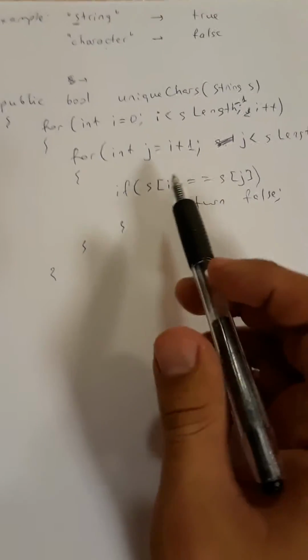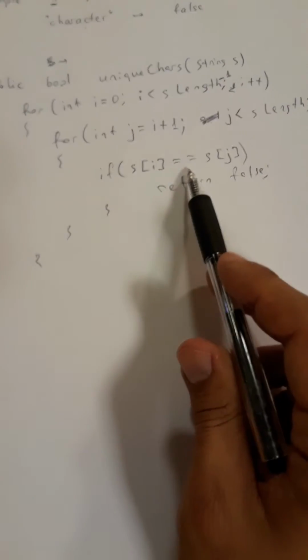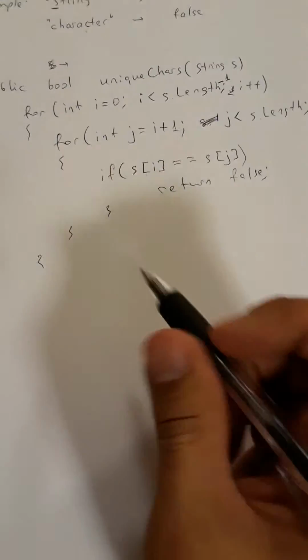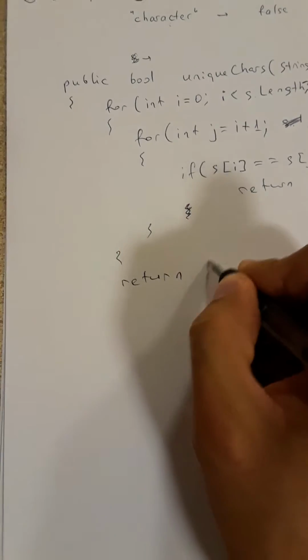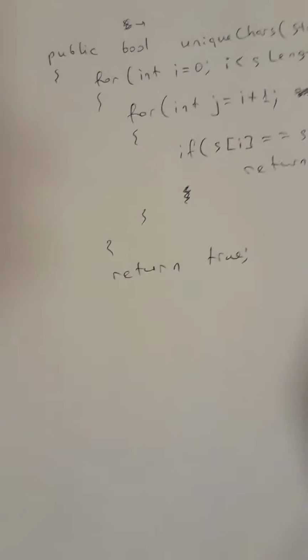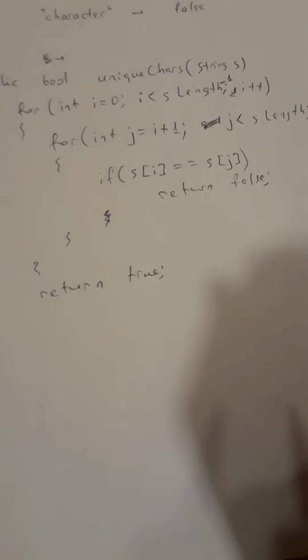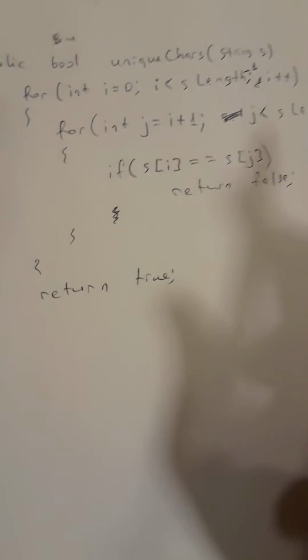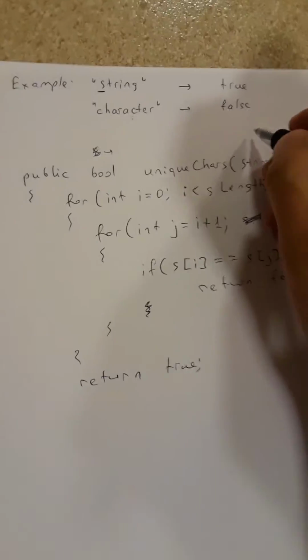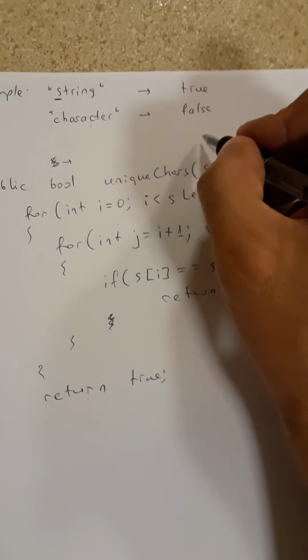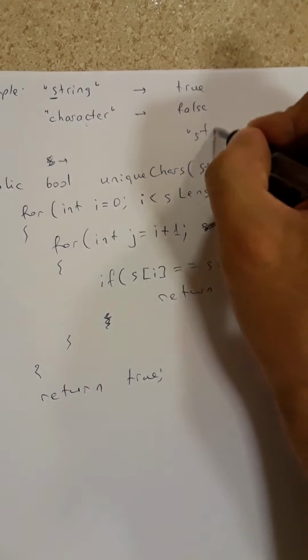In the other case, if I am not able to find any equalities, any duplicates, at the end I will just return true. Here we can test our function with the input string.